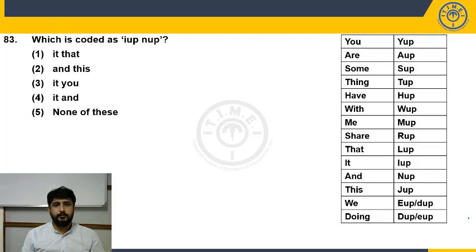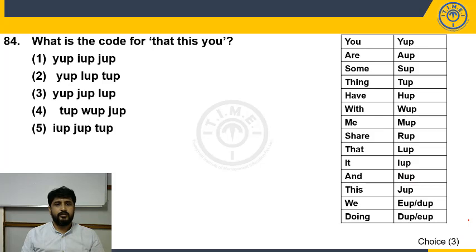What is the code for IUP, NUP? Look at IUP. It, NUP, and it and. Choice 4. They'll give you simple ones, but don't make it complicated. What is the code for "that", "this", "you"? What is the code for that? LUP. What is the code for this? JUP. What is the code for you? YUP. LUP, JUP, YUP. We need the combination of these three. Choice 3.